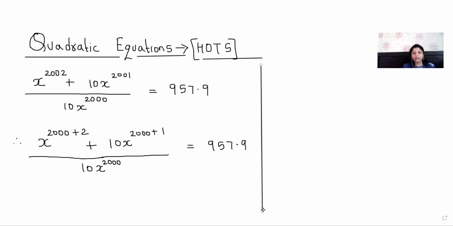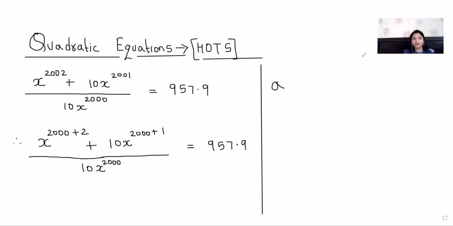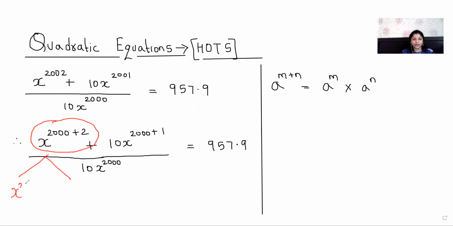Now, the next thing we are going to do is use the law of exponents, which is also called the law of indices. And the law is, suppose we have the term a raised to m plus n. So a to the power m plus n is equal to a raised to m multiplied by a raised to n. So let us use this law of exponents. The power is getting added, right? So we can write it as x to the power 2000 multiplied by x squared. The same goes here. We can write this as x to the power 2000 multiplied by x raised to 1.